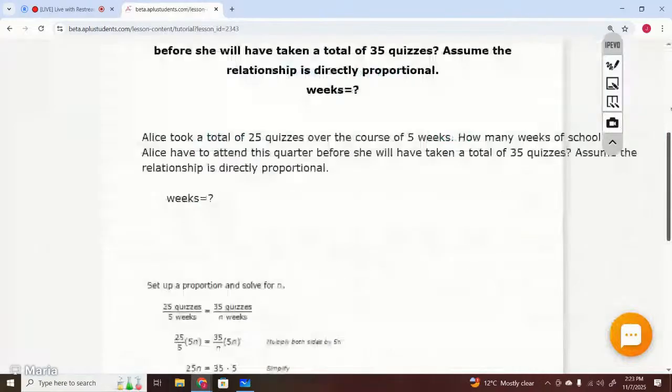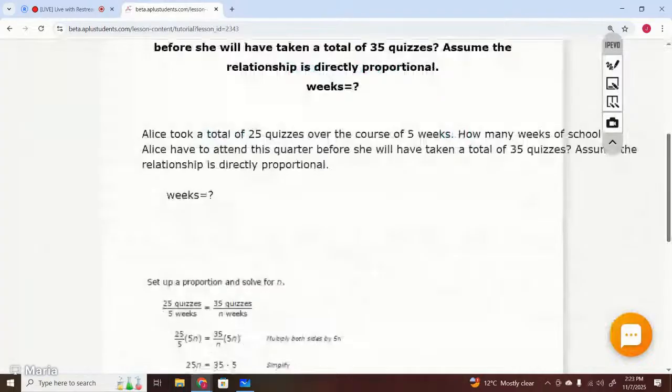Alice took quizzes over the weeks she has to attend this quarter before she will have taken a total of 35 quizzes, right? So we need to set up a proportion. That would be the quizzes divided by the weeks, right? And then we need to equate them. So for the first one, she had 25 quizzes divided by 5 weeks, and the other one has 35 quizzes divided by n weeks, right?